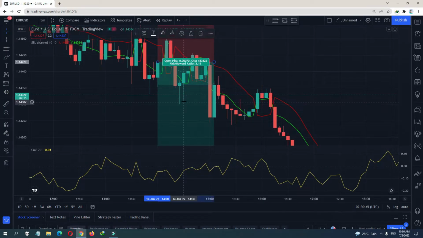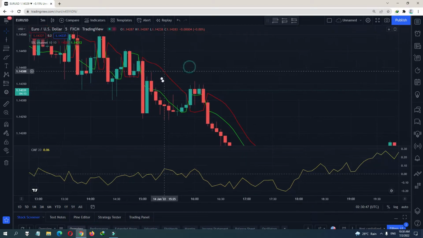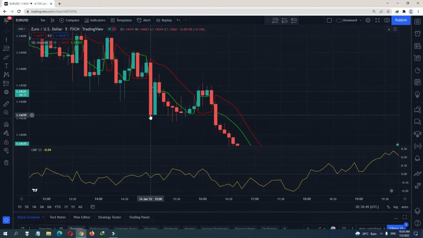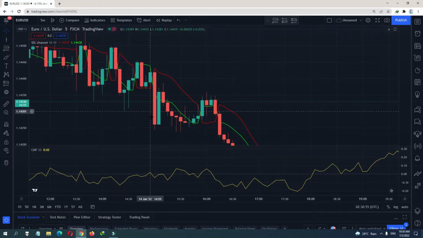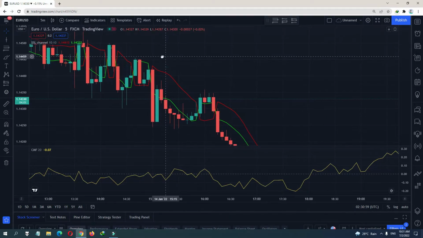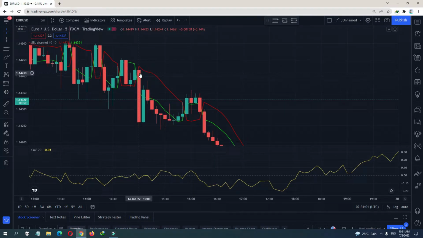Again, another entry here. This is our sell. The Chaikin Money Flow is below 0, and the SSL channel flipped down, so your stop loss is here. Like I said, the candle is too big, so you don't want to enter. It doesn't matter what trading system you use: when you see a candle this big, you don't enter. You wait for retracement.